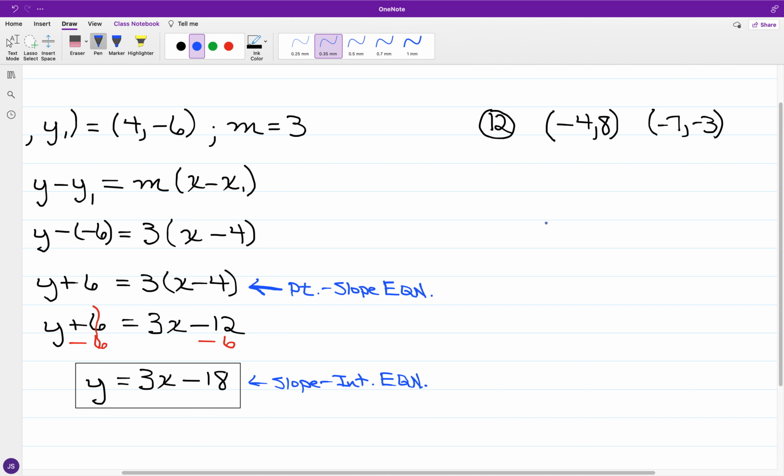Just looking at what we have here, we don't have the slope given, but I have enough information where I can establish the slope. And just keep in mind that all ordered pairs are of the form (x, y). So we'll say (-4, 8) is the first point, so we have -4 for x1 and 8 for y1, and for (-7, -3), those will be the second x and y values.